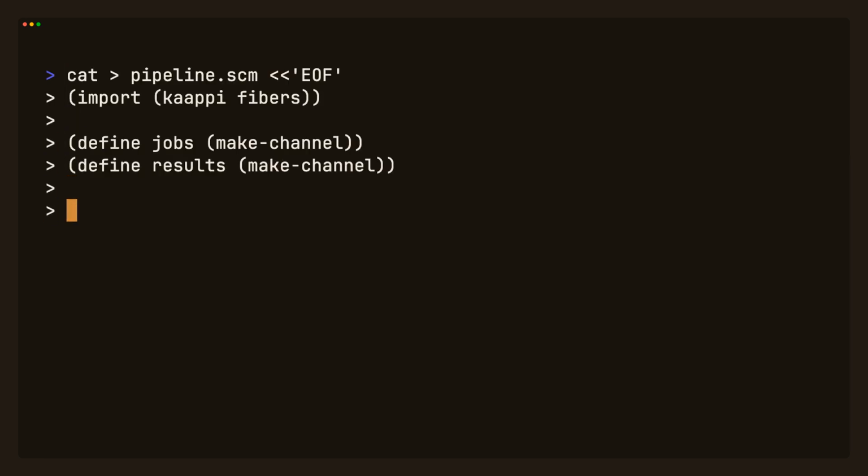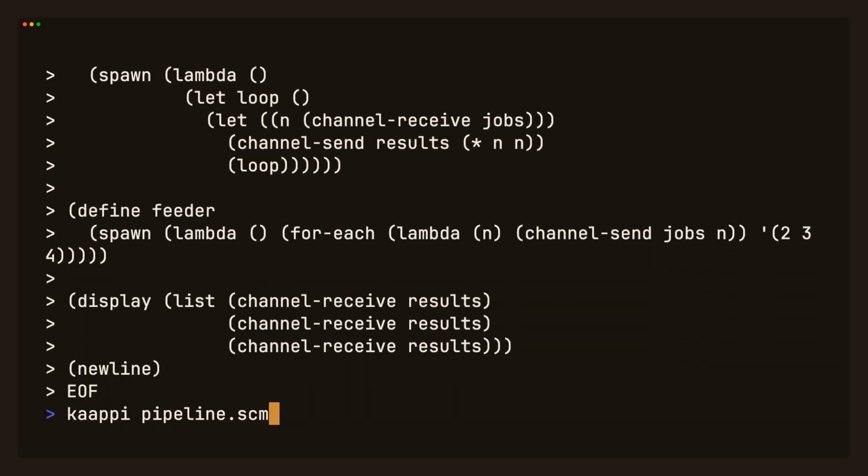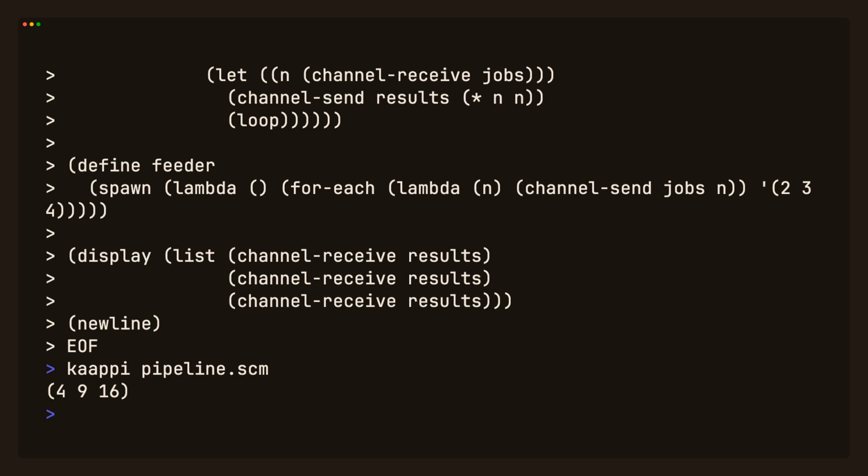Chain them, and you've got a pipeline. One fiber is a worker. It pulls a number off the jobs channel, squares it, pushes the result, and loops forever. Another fiber feeds it 2, 3, 4. The main line collects the results: 4, 9, 16. A producer and a consumer, coordinated entirely by channels. No shared variables, no locks to get wrong.